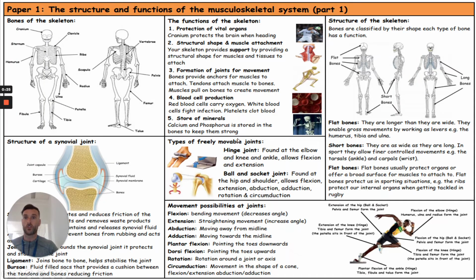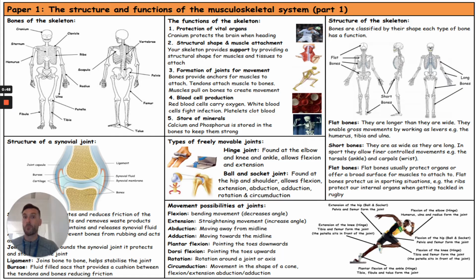So first we've got the structure and function of the musculoskeletal system. You need to know what the bones are. The picture on the top left shows the key bones you need to know. And what are the functions of the skeleton? Well, they protect the vital organs, such as the cranium protects the brain when heading a football. They give you structure and shape and muscle attachment. So the skeleton provides support by providing a structural shape for muscles and tissues to attach.